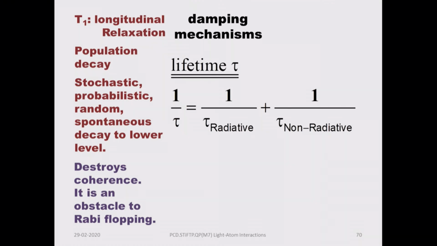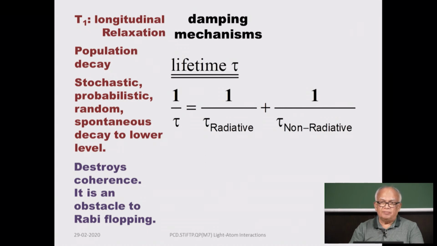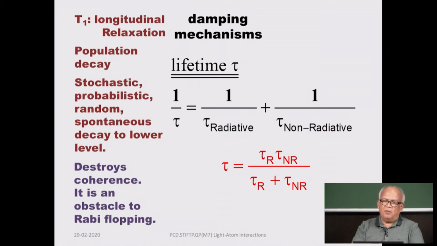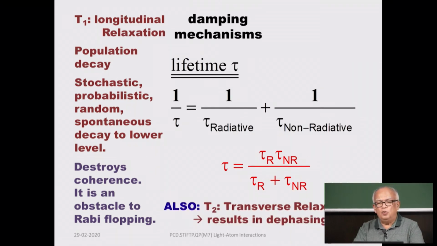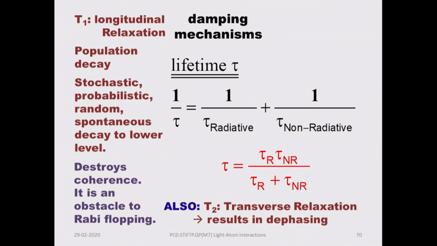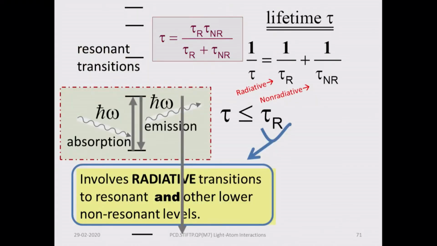but there may also be non-radiative decay. There may be some other collisions, for example, and this collision may also nudge it and destroy the coherence. So you have this radiative component and the non-radiative component, and the overall lifetime you can write as a product of tau r, tau nr divided by the sum of the two. But then you also have transverse relaxation, which will also contribute to the dephasing.